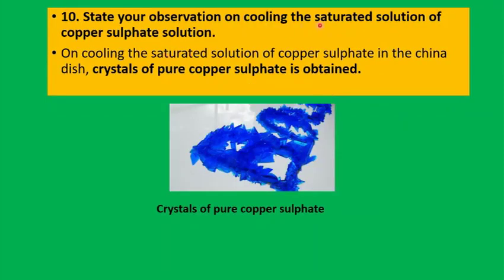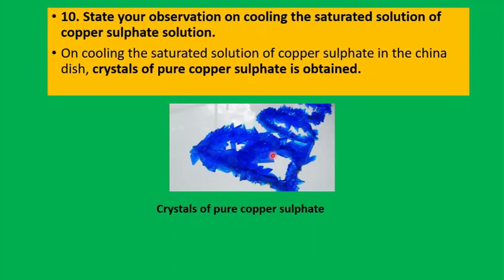State your observation on cooling the saturated solution of copper sulfate. On cooling the saturated solution of copper sulfate in the china dish, crystals of pure copper sulfate are obtained. Can you see this? Beautiful. That is the blue color. The copper sulfate crystals will be formed and can be taken out, and then dried to remove the moisture. So these are the crystals of pure copper sulfate.